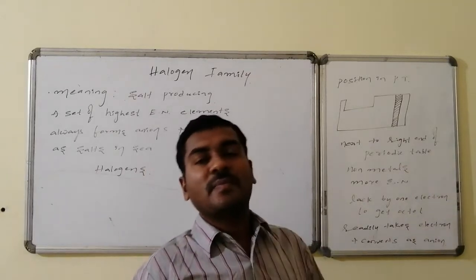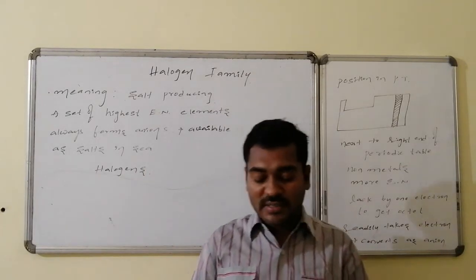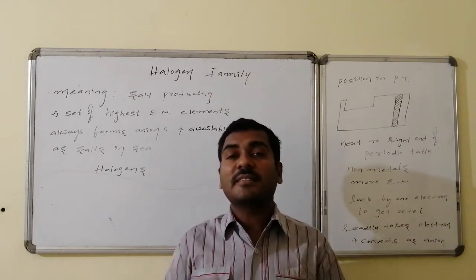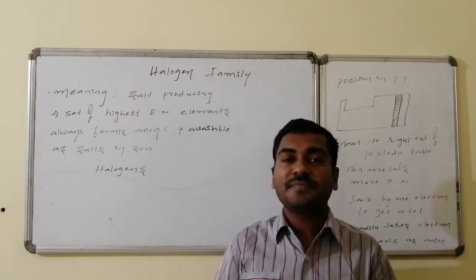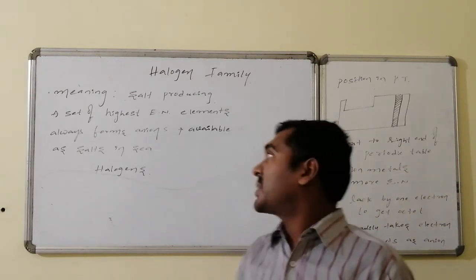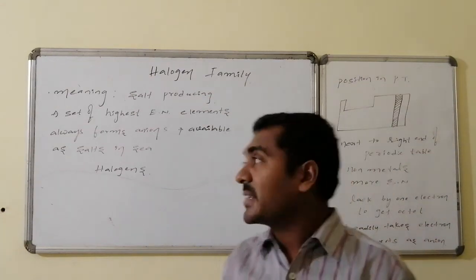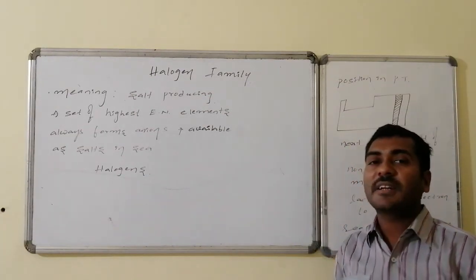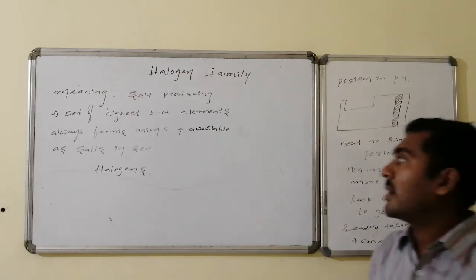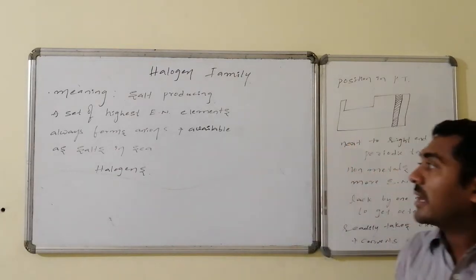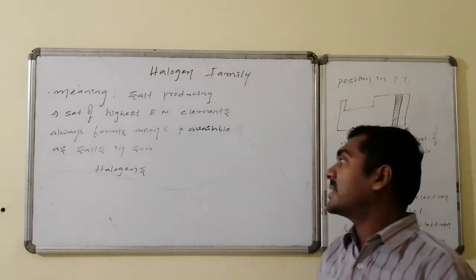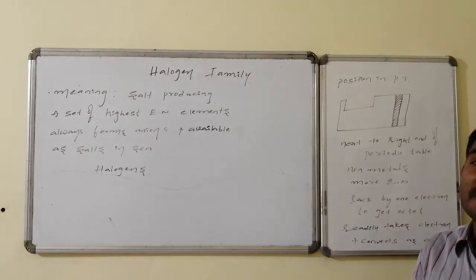Welcome friends. Let us go for a new lesson in inorganic chemistry, that is the halogen family. The meaning of halogen is like this. Halogen means salt producing, that is, the set of highest electronegative elements that always form anions and are available as salts in the sea are said to be the halogens.